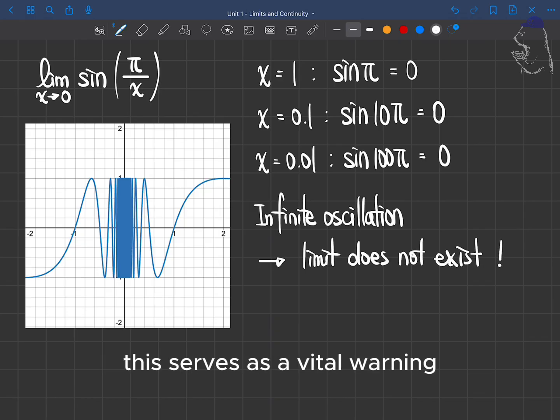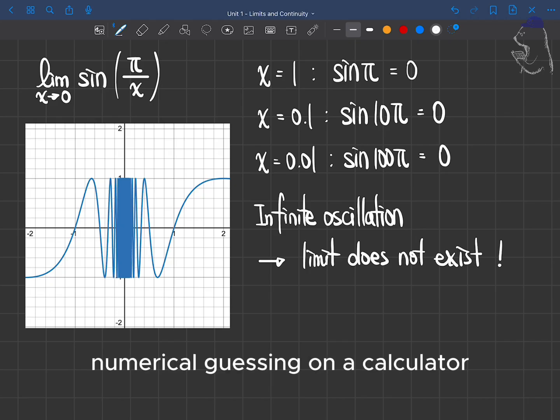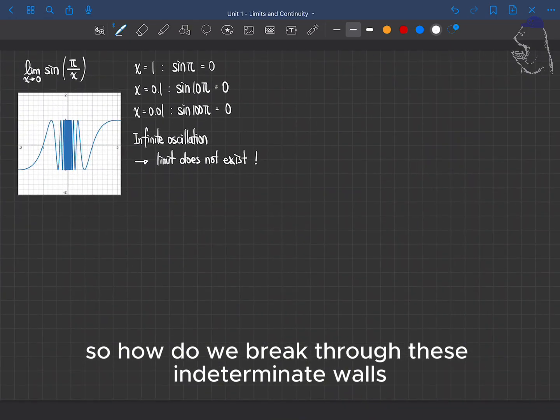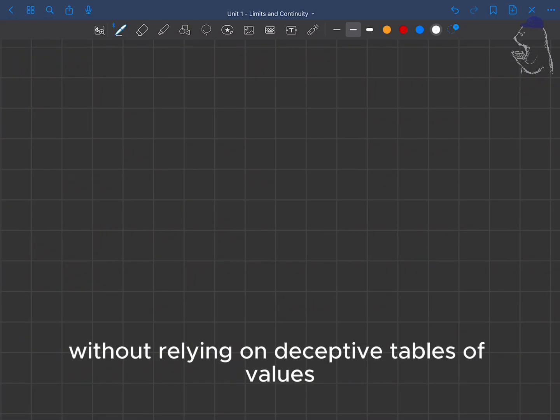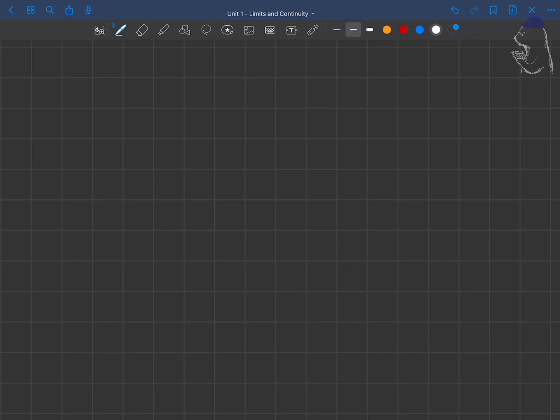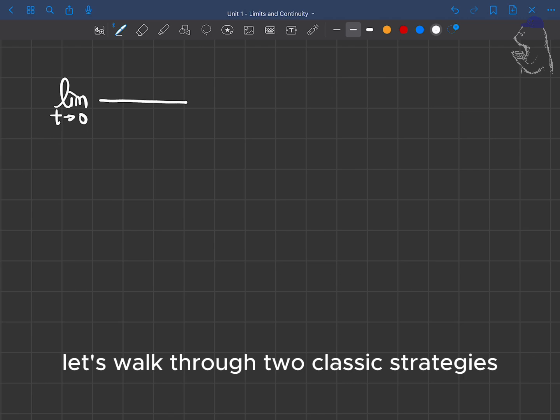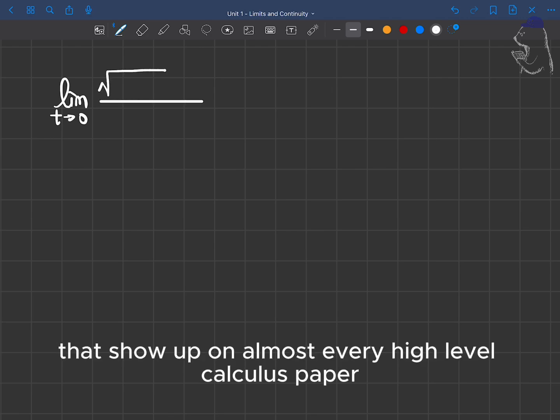This serves as a vital warning. Numerical guessing on a calculator can be a profound illusion. We need exact algebraic tools. So, how do we break through these indeterminate walls without relying on deceptive tables of values? We use analytical deconstruction. Let's walk through two classic strategies that show up on almost every high-level calculus paper.